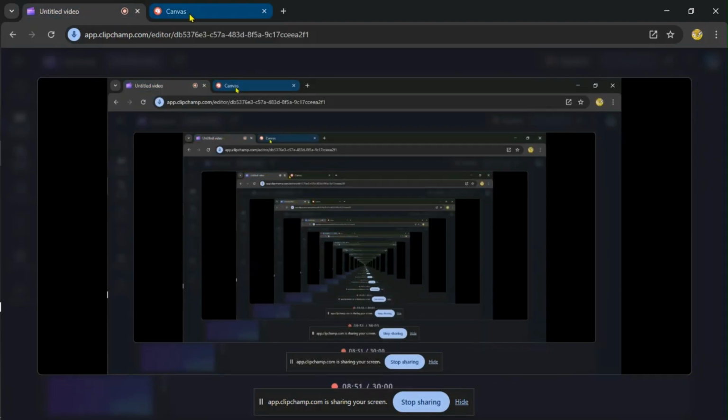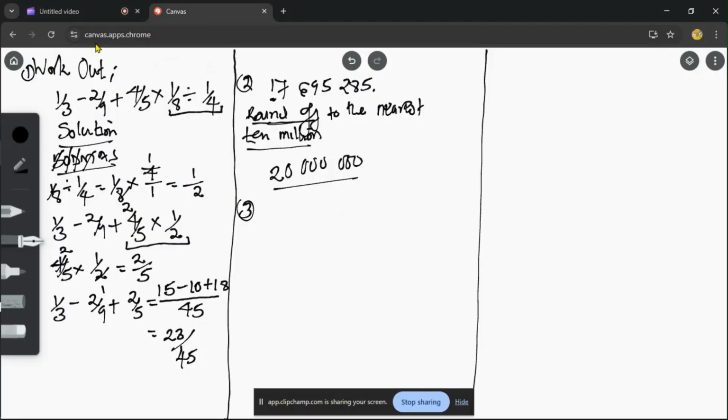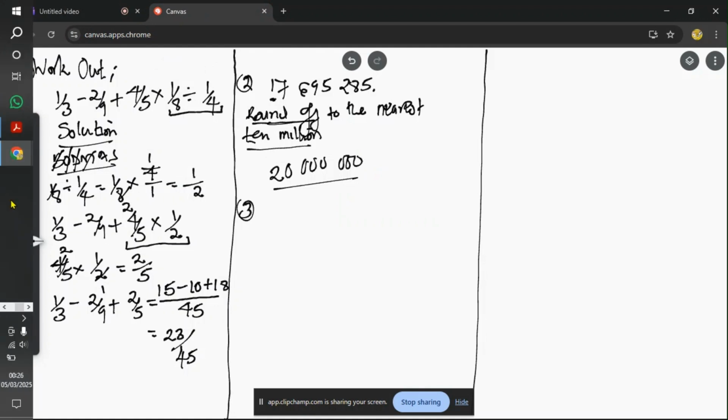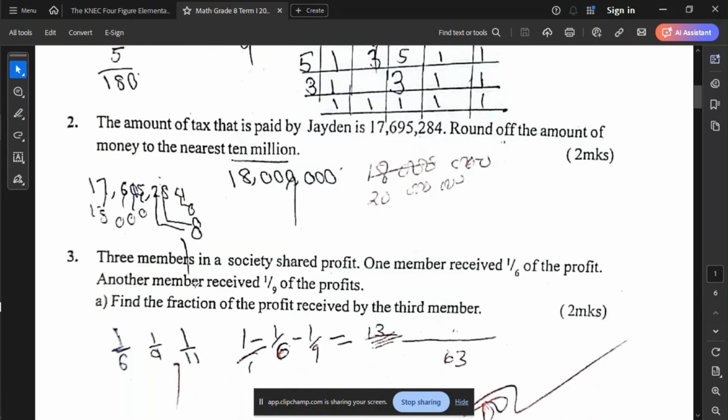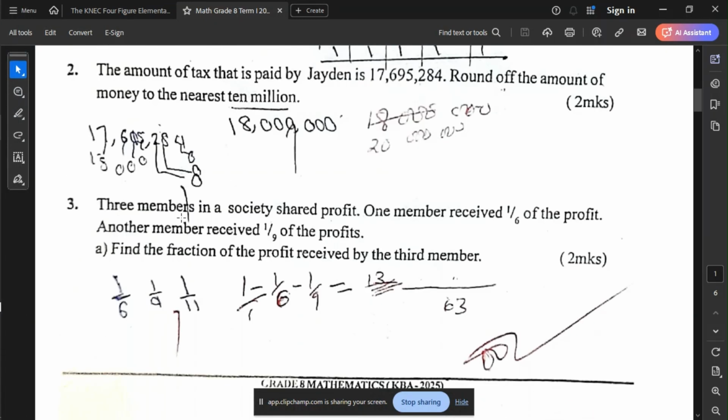The question number 3 is what we have here. Question number 3 is this one. 3 members in a society shared profit. One member received 1/6 of the profit. Another member received 1/9 of the profit. Question A, find the fraction of the profit received by the third member.